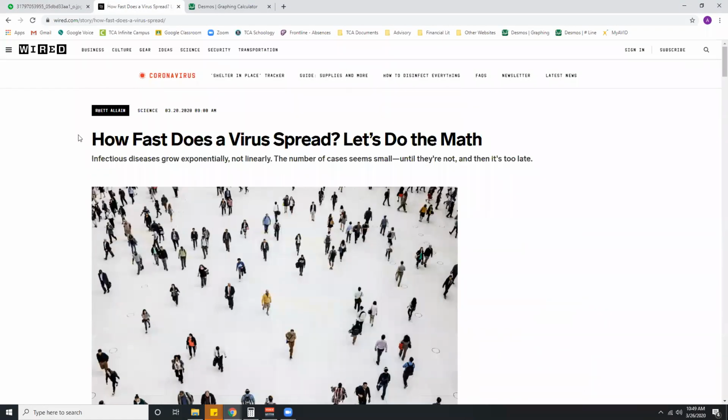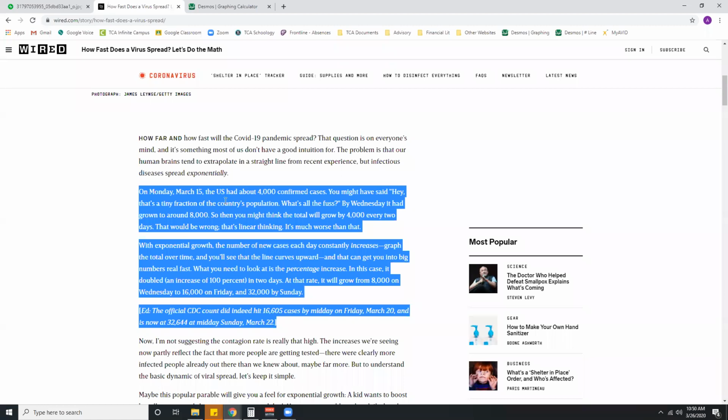I found an article from Wired, and this is dated March 20th, so it's about a week ago. It says, how fast does a virus spread? Let's do the math. In the article, it says on Monday, March 15th, the US had about 4,000 confirmed cases. And you might go, hey, that's a tiny fraction of the country's population. What's all the fuss? By Wednesday, it had grown to around 8,000.